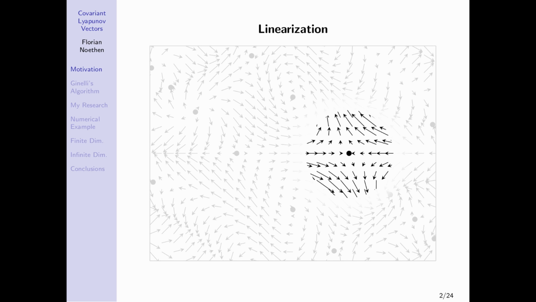Here for our example vector field we have two invariant directions. In orange, the unstable direction spanned by an eigenvector corresponding to an eigenvalue with positive real part, and a stable direction in blue corresponding to an eigenvector that has an eigenvalue with negative real part.